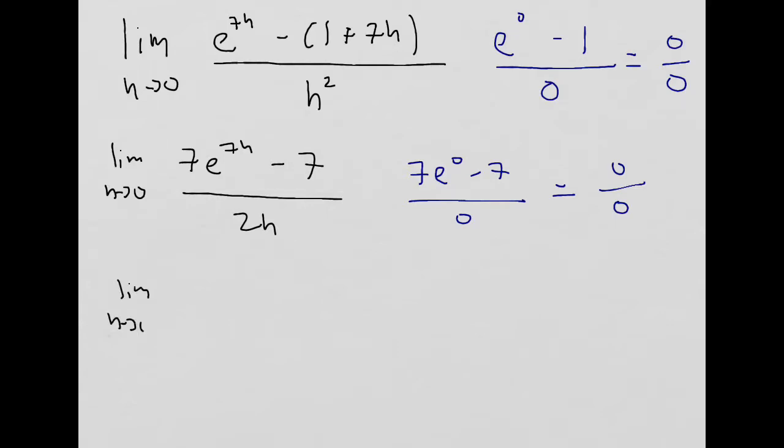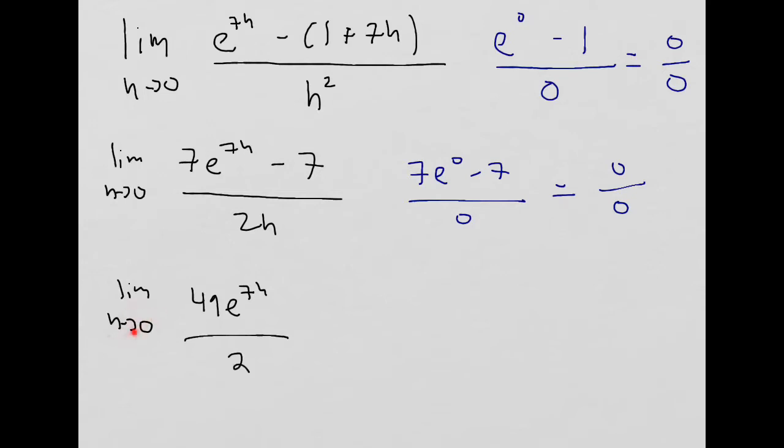And hopefully this will be the last time. So what's the derivative of 7 times e to the 7h power? We essentially just bring down the 7 again, so 7 times 7 gives us 49 e to the 7h power. The derivative of 7, or a constant, is just 0. And on the denominator, we get the derivative of 2h, which is just 2.